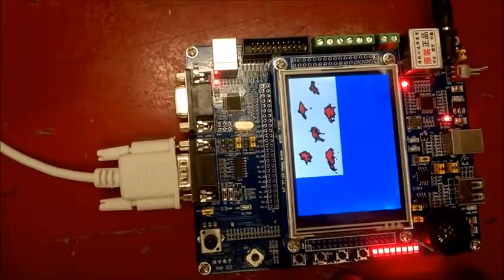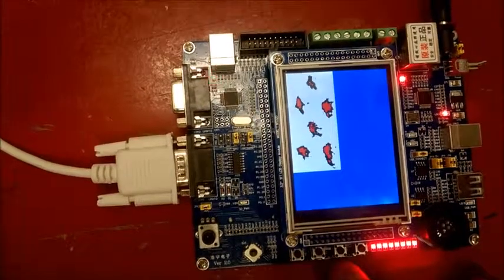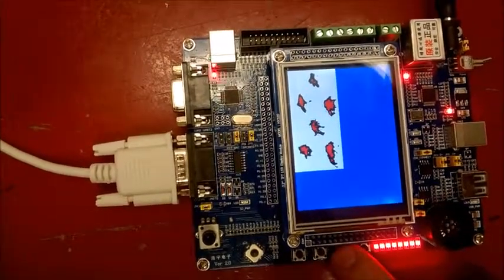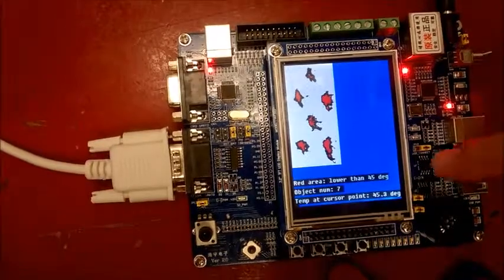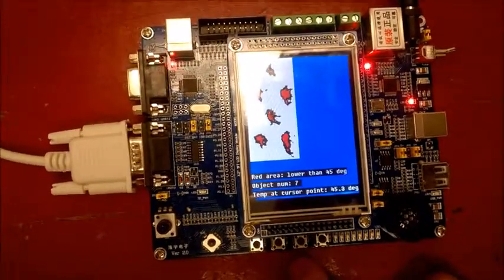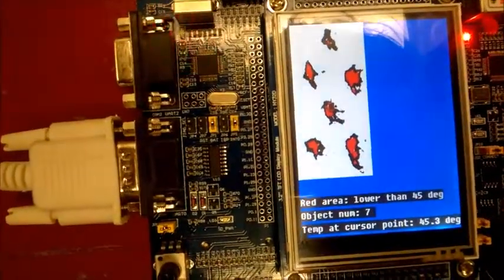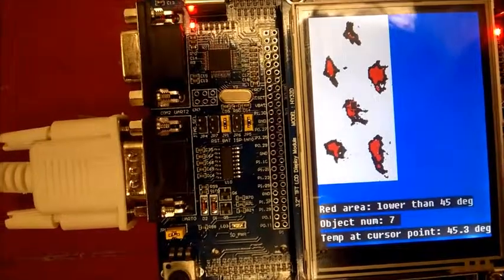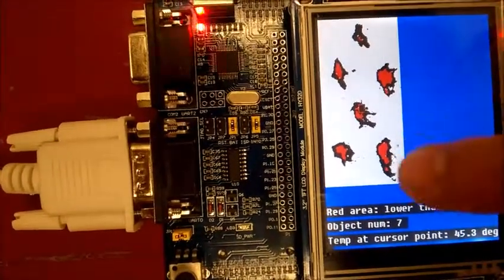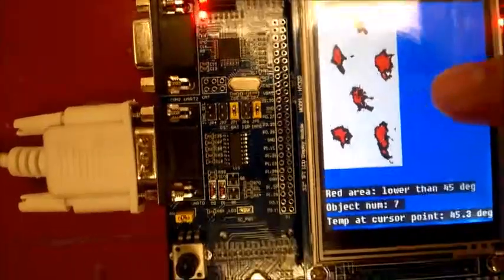Okay, now we have finished the thermal image processing, and if I press this button, you will see the result. Red area lower than 45 degrees, object number 7, temperature at the cursor point 45.3 degrees. You might think this one is one flower, but it's actually two. You can see it from the computer's RGB image here. These two are connected with each other, but our algorithm recognizes that and says it's 7 flowers. We're pretty happy with the result.